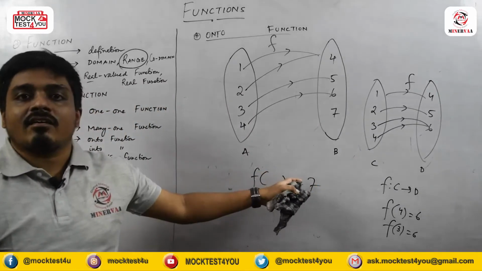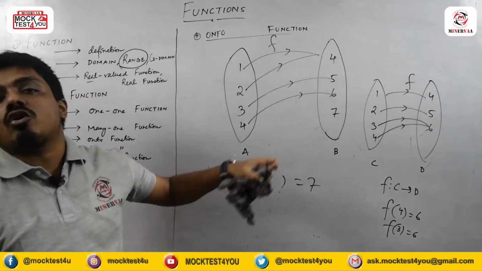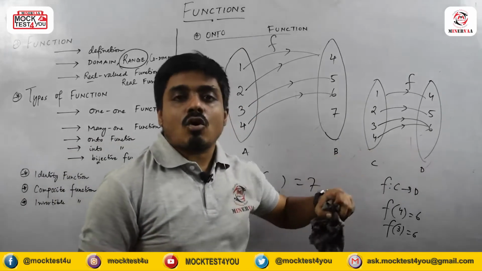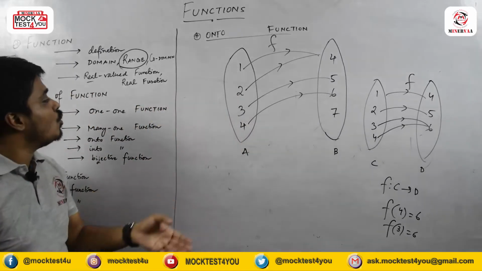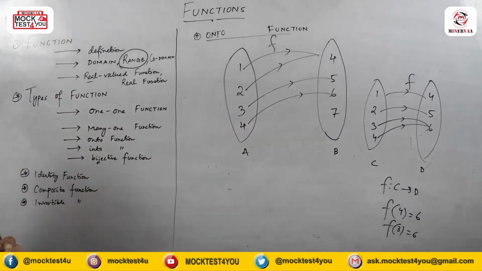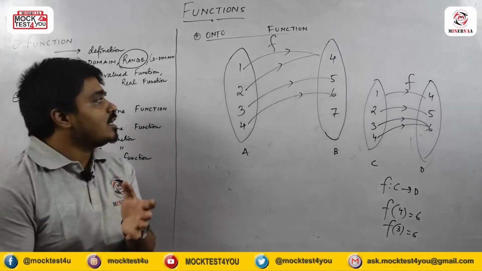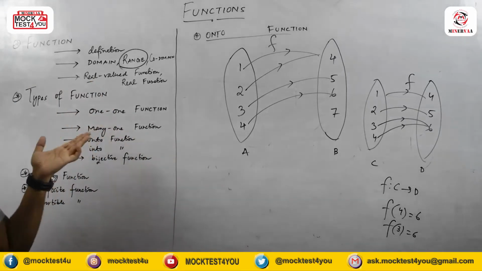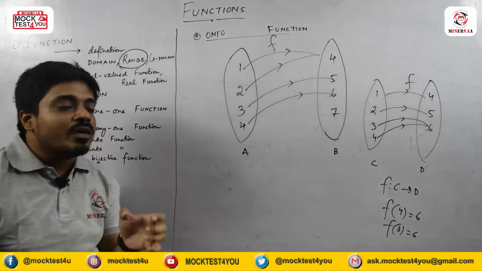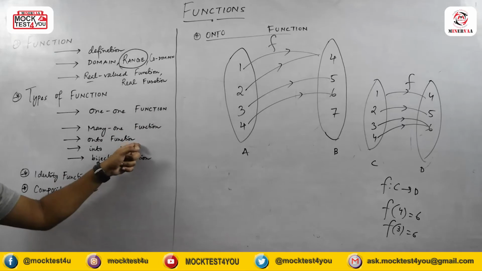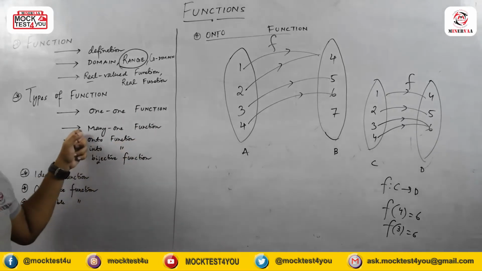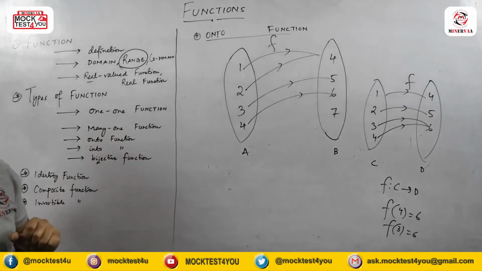We don't have anything in here, right? That's why this one is not onto. This is onto. Now, with the definition of onto, we come across into. Now, what is into? Just like one-to-one, many-to-one: all those functions which do not follow the criteria of one-to-one are many-to-one. So, all those functions which do not follow the criteria of onto function are into functions, right?